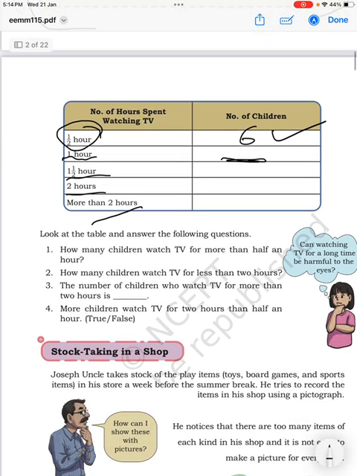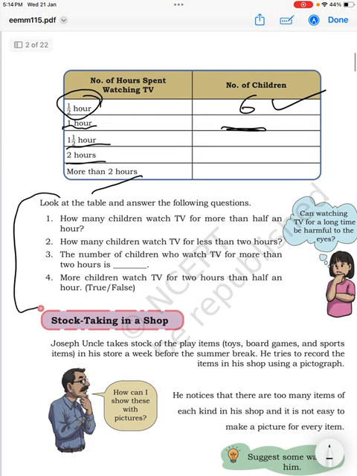After filling this table, you have to write the answer of this question. Okay, fill in the blank. Look at the table and answer the following question. After filling this table, you will be able to find the answer. How many children watch TV for more than half an hour? So half an hour is half hour. So these are the numbers you will write here, and you will add all the numbers and then you will write the answer.